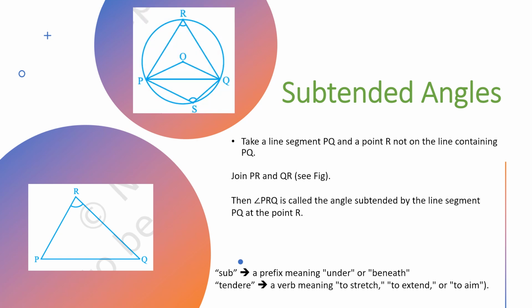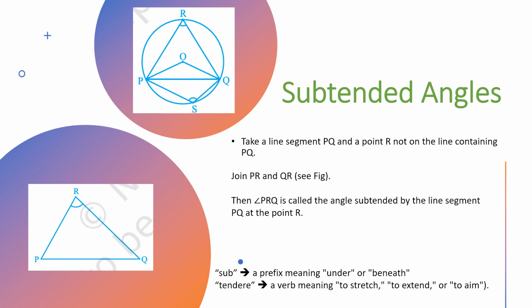Now let's imagine the same line PQ inside a circle. Now PQ becomes a chord. Earlier I referred to PQ as just a line, but now I can refer to it as a chord because it's a line segment connecting two points on the circumference. Now let's take one more point, also on the circumference of the circle.